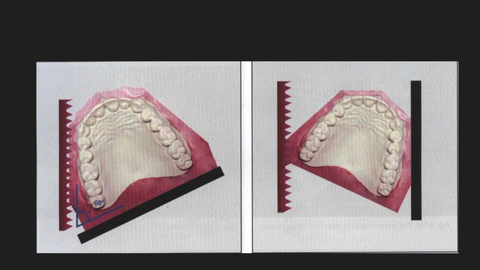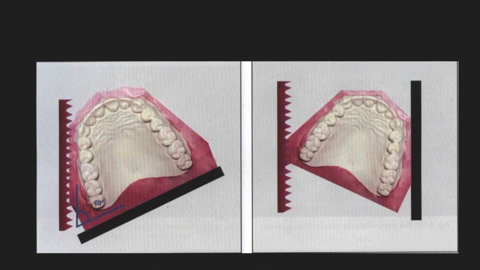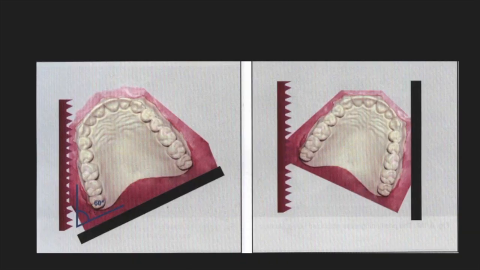Make buccal cuts at the edge of the vestibule. Similar to the lower model, make buccal cuts at the edge of the vestibule at 60 degrees to the back of the model. Make the anterior cuts so that the ends are at the midline, approximately in the canine area.